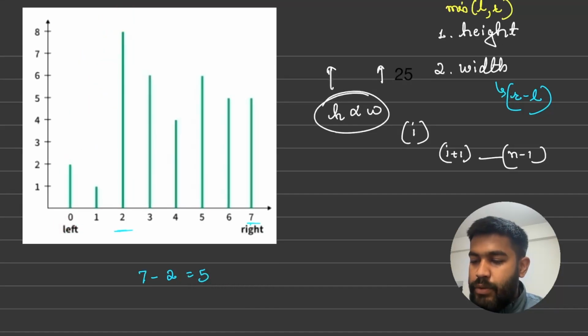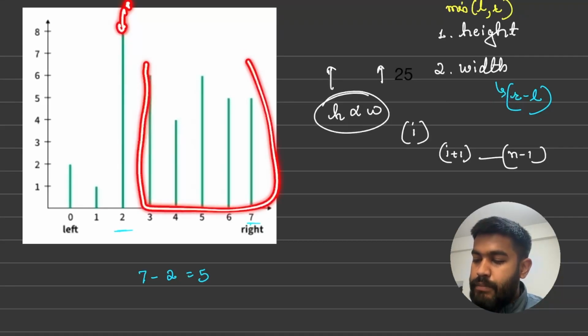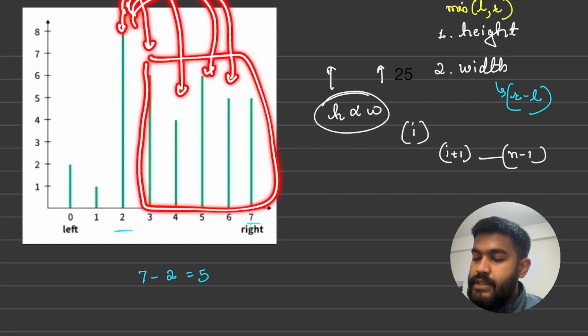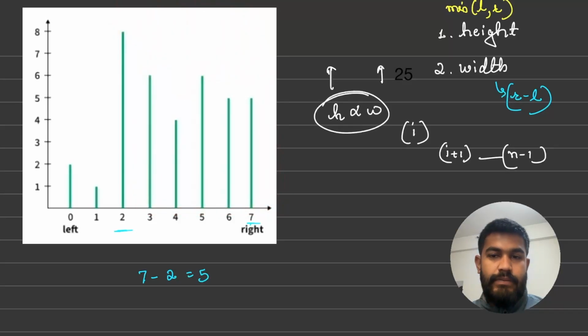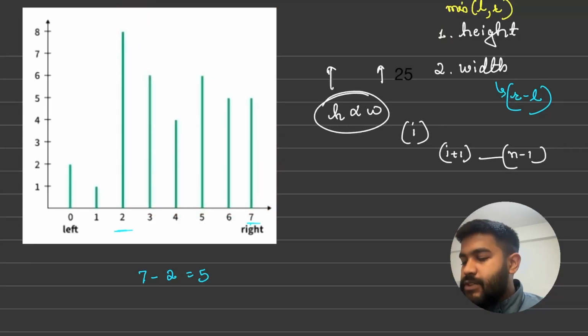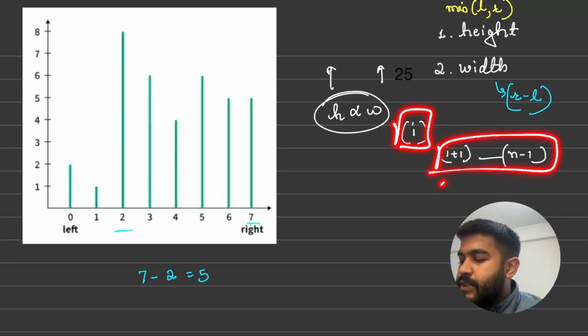So, not to have duplicates, if I'm considering this pillar, its pair of pillars would be nothing but all these pillars. This pillar would make a pair with this pillar, would make a pair with this and this and this and this. This is how this pillar would make pairs with others. That is why I said that for all i you need to consider i plus 1 to n minus 1.